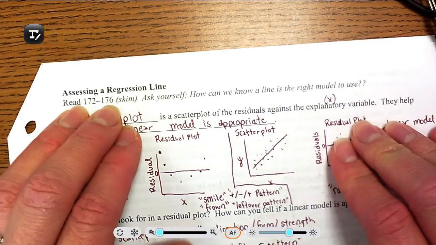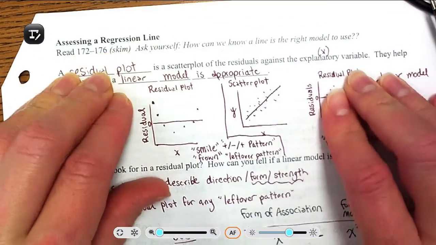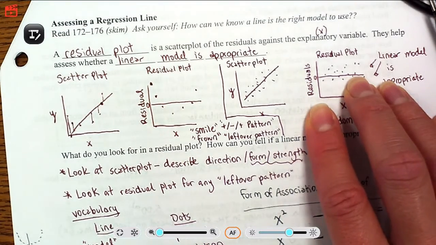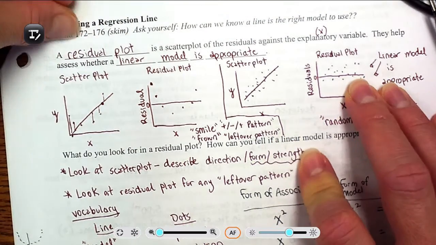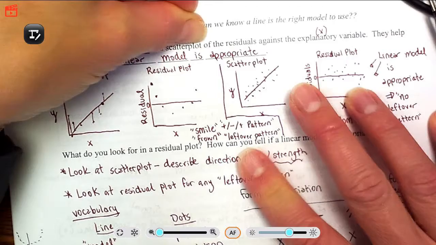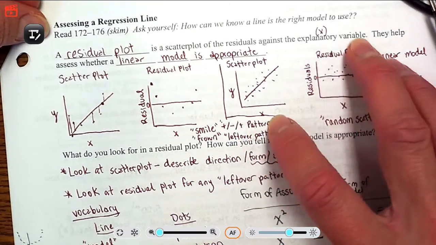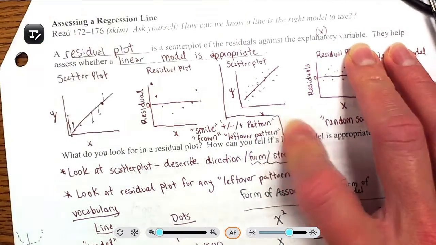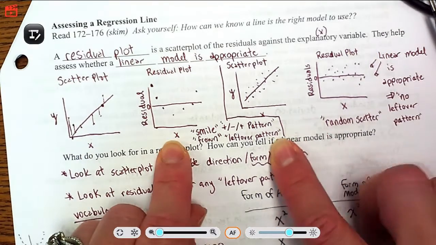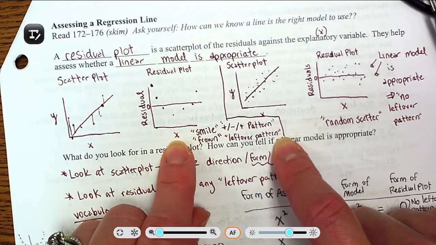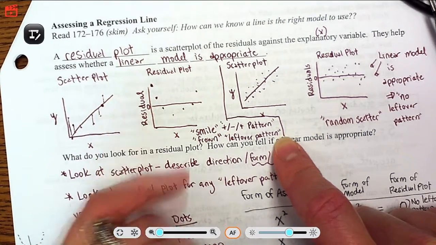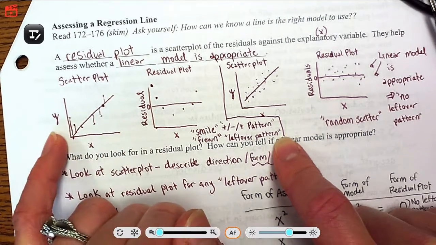Assessing a regression line. All right. How can you know a line is the right model to use? A residual plot is a scatter plot of the residuals against the explanatory variable. They help assess whether the linear model is appropriate. By keeping the x variable the same, I'm keeping my perspective of the points similar. However, I'm going to plot their residuals instead of their original y's.